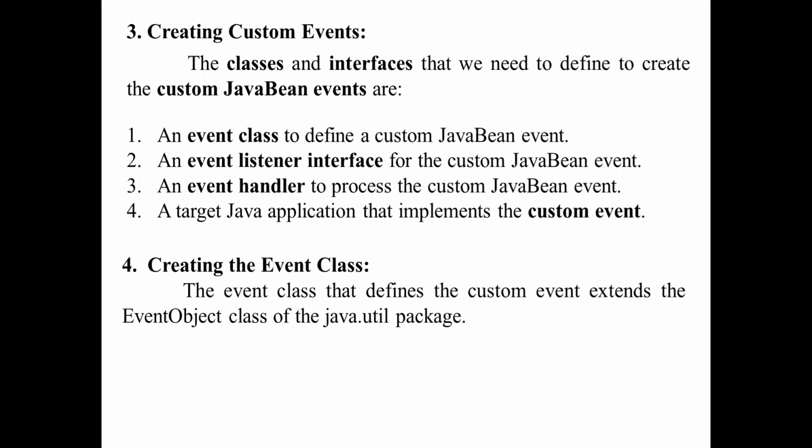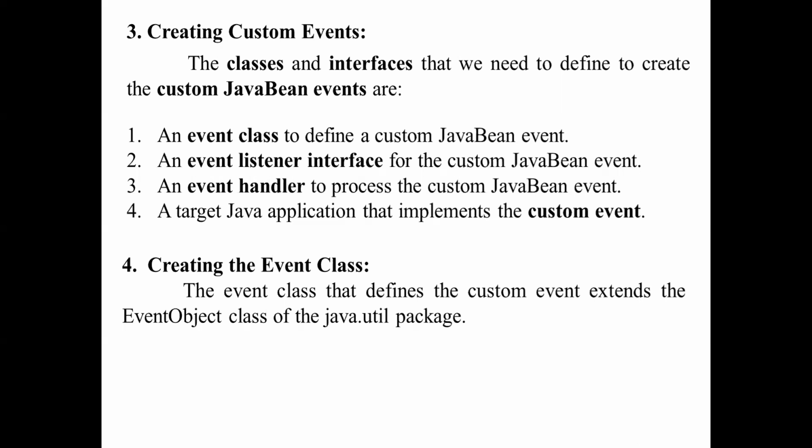Second, we can go for the interfaces, that is, by using event listener interfaces. So these event listener interfaces are for using the custom Java bean event. The third one is that it can be handled. Suppose an error occurs or a trigger is raised. In that case, we have to handle the process without breaking it down, by using the event handler. So an event handler means to process the custom Java event.